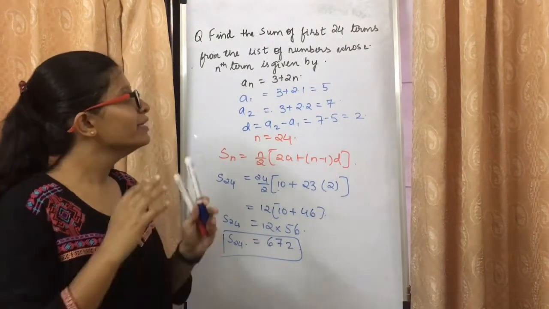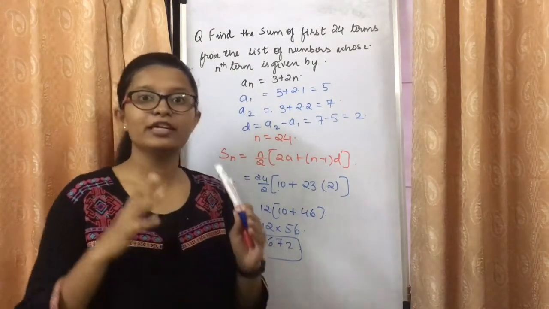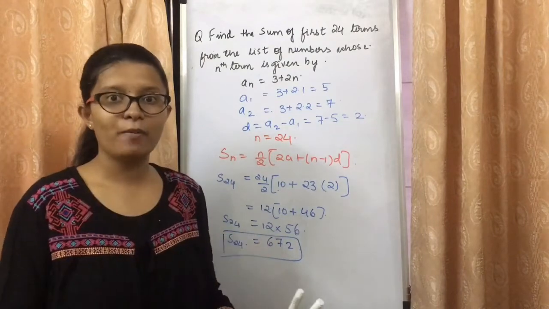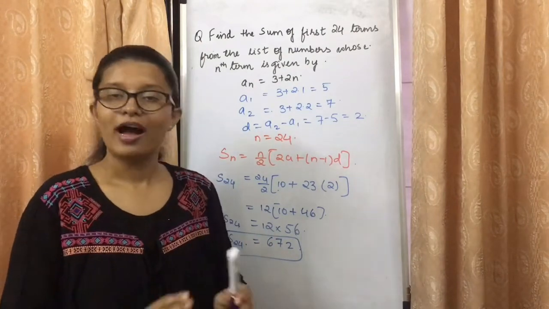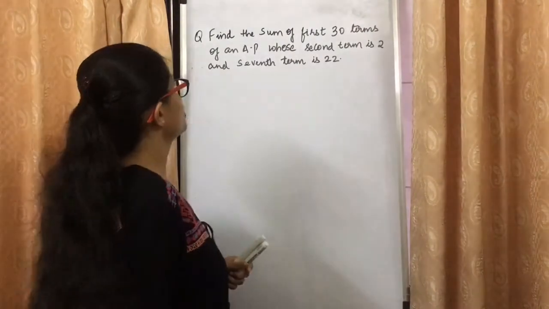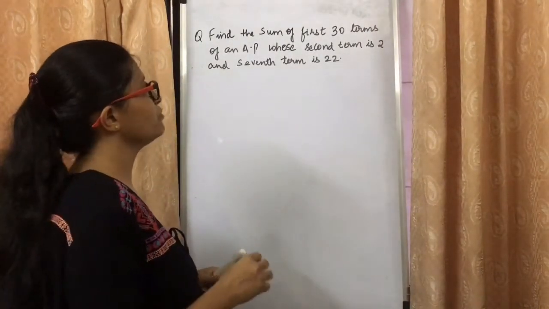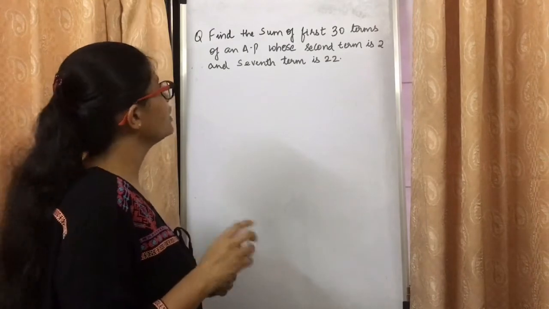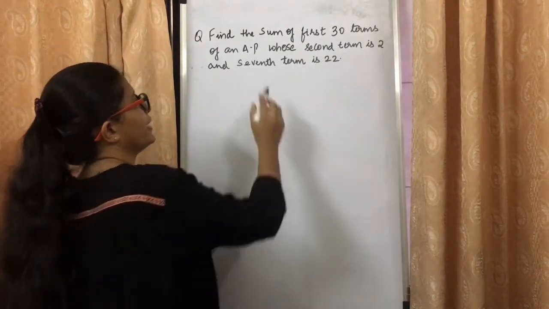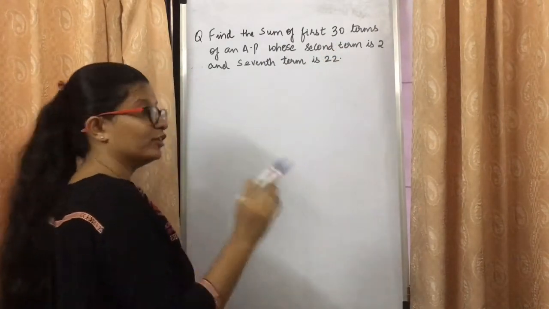So I hope these types of sums must be clear to you all, because we are just using the two simple formulas which we have learned till now, and all the questions have been solved. Let's have a look at this question. Find the sum of first 30 terms of an AP whose second term is 2 and seventh term is 22. सबसे पहले लिख लेते हैं कि क्वेश्चन में हमको क्या क्या दिया है. सम किसका फाइंड करना है? फर्स्ट 30 टर्म्स का.